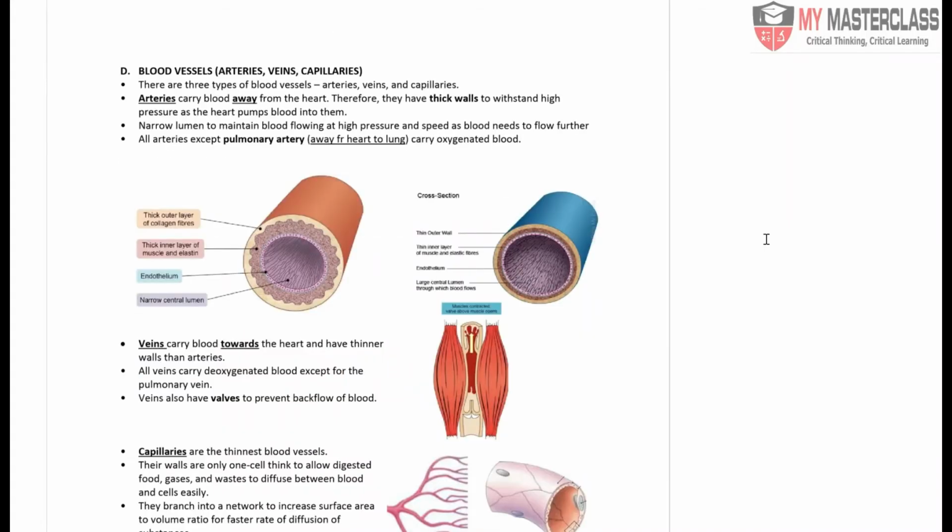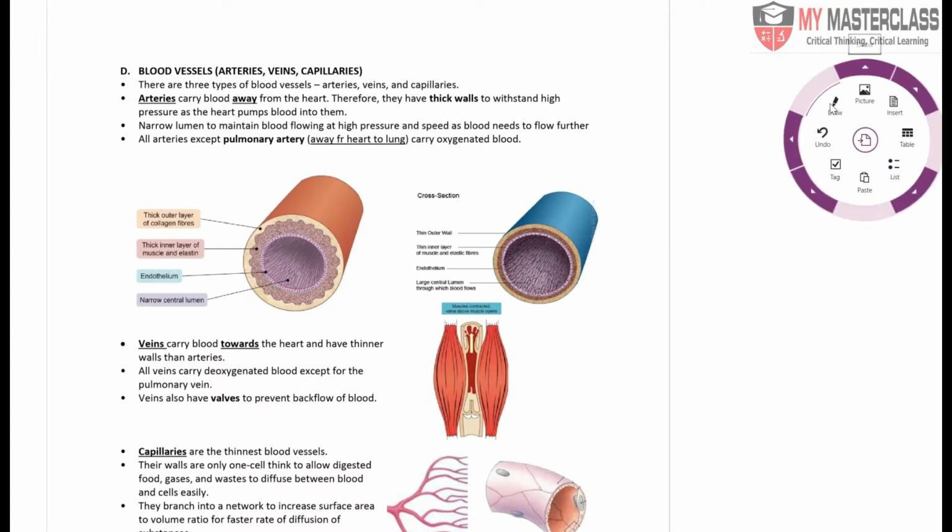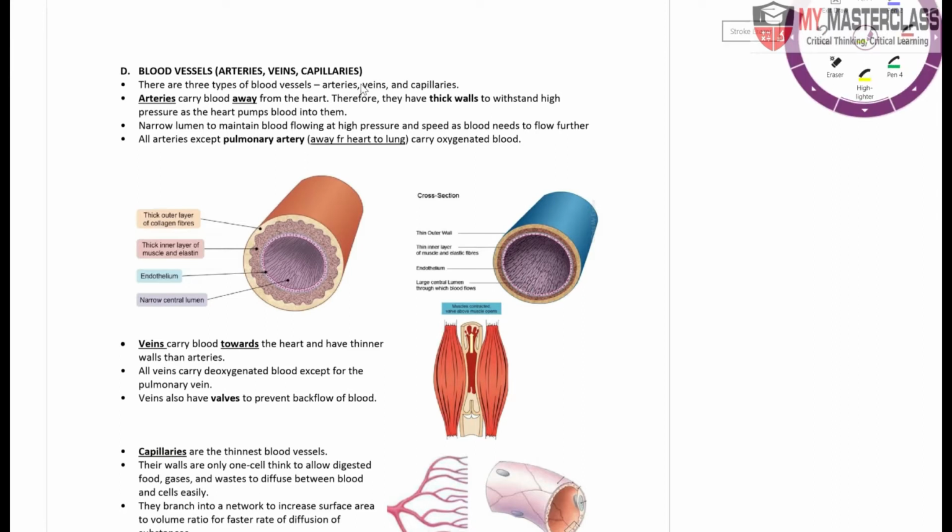So with all this movement, you will require blood vessels to transport the substances throughout the body system itself. So we have got three main ones: arteries, veins, and capillaries. Okay, so arteries, A here, which means it carries blood away from the heart.